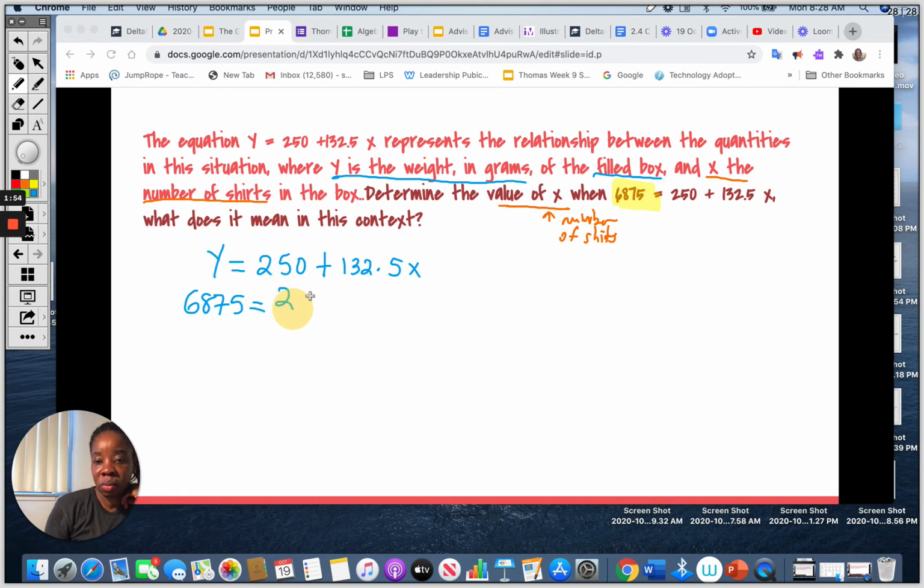So that's 250 plus 132.5x. Our aim is to solve for x, and when we say solve for x, we want to isolate that x by itself. So at the end of our solution process, we should get the x by itself. Now, in order to do that, we first start by getting rid of terms that are on the same side as x by using inverse operations.